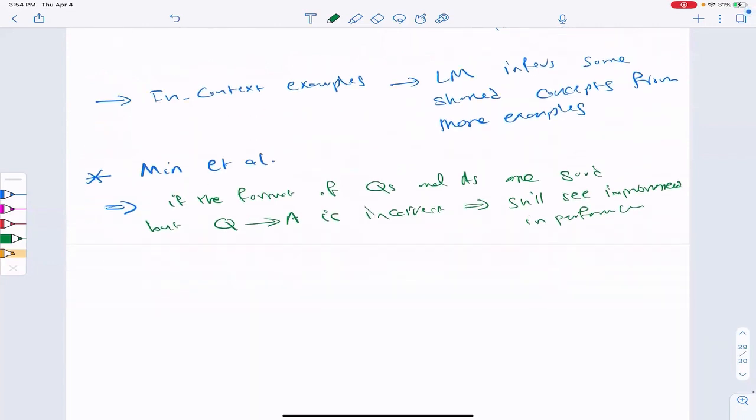I'll pause here, see if there are any questions. Otherwise, I'll cover one more topic of chain of thoughts. Again, that's another technique of prompt engineering that is very commonly used in language models before moving to the next topic. Any questions? Yes.